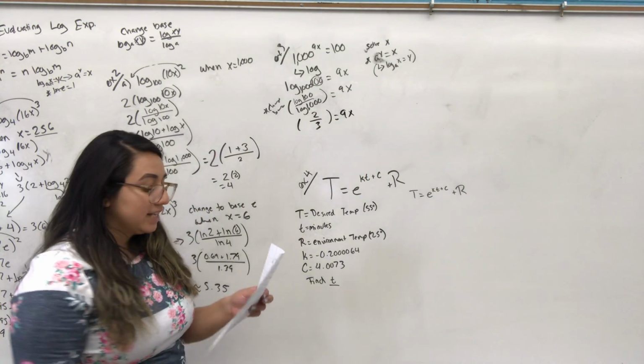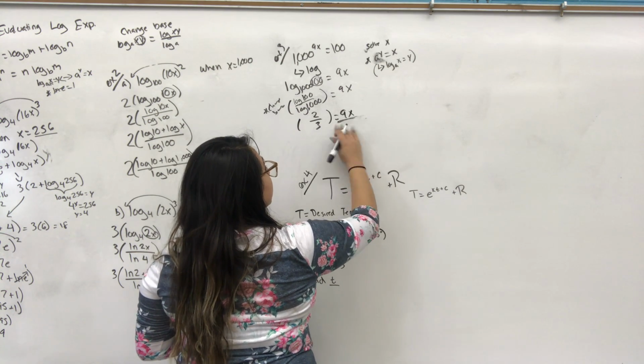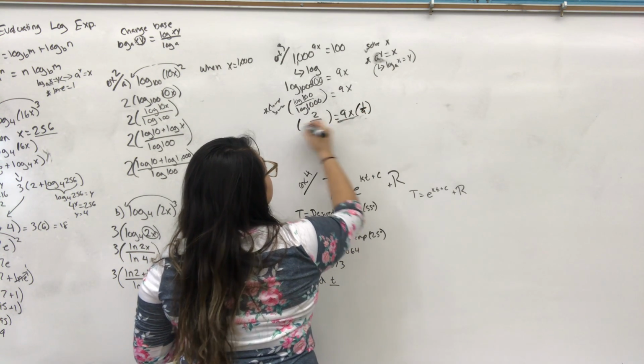That means to get the 9 by itself, you divide both sides by 9, or in this case, I'm going to multiply by the reciprocal because I have a fraction.